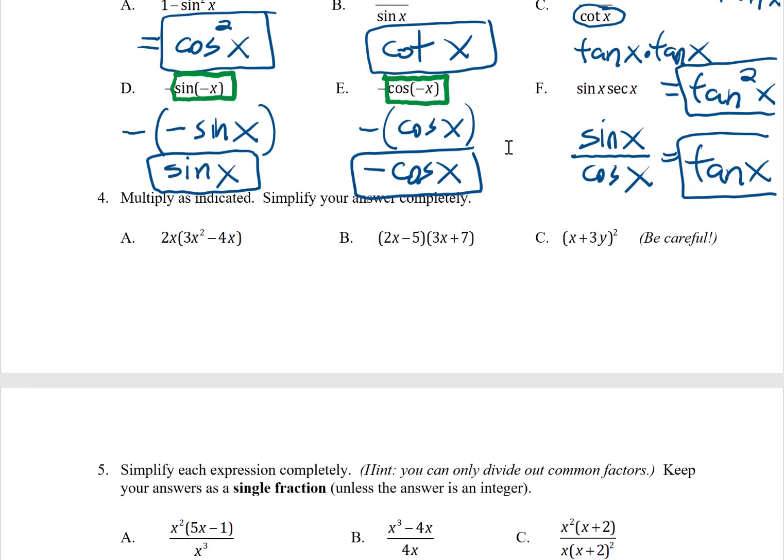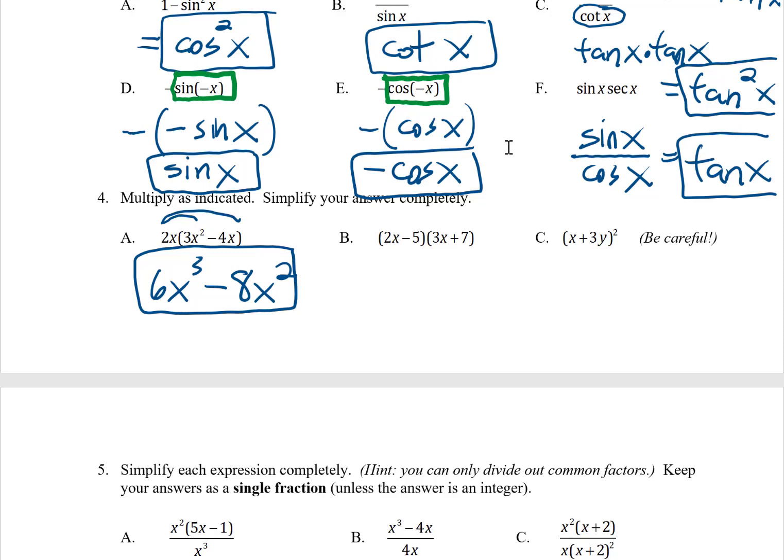Finally, problem number 4, we're being asked to do some quick multiplying here from algebra. Part A looks like a distributive property problem, so 2x times 3x squared would be 6x cubed. Then I've got a minus, and 2x times 4x would be 8x squared. Those are not like terms, and so that's as good as it gets.